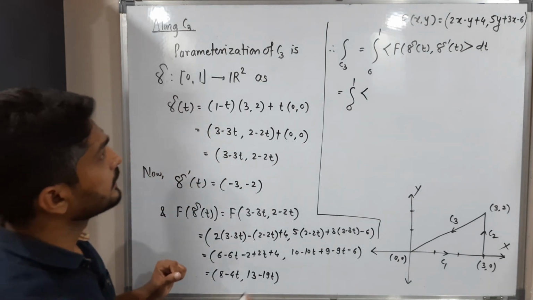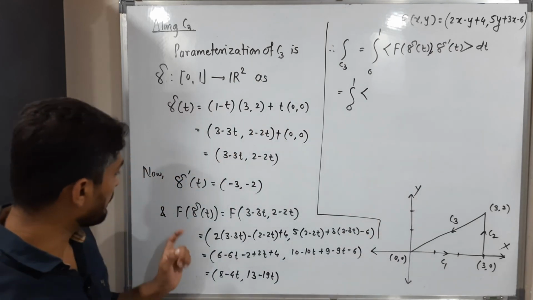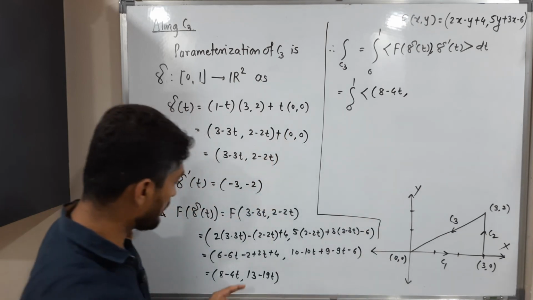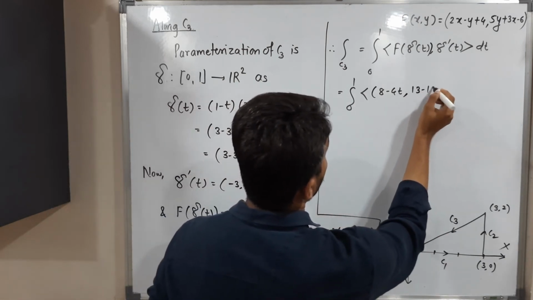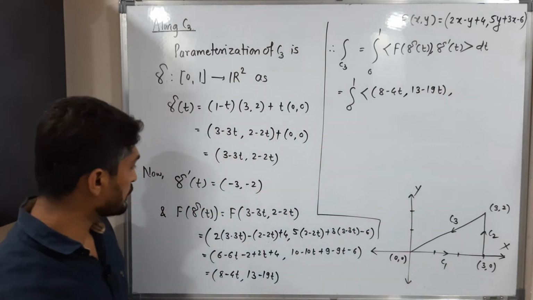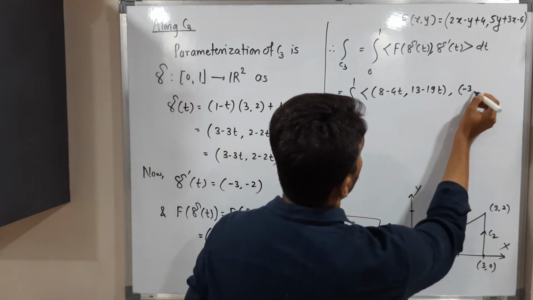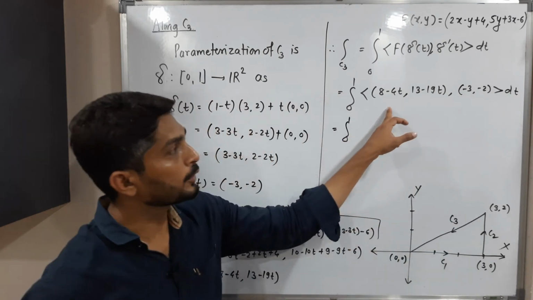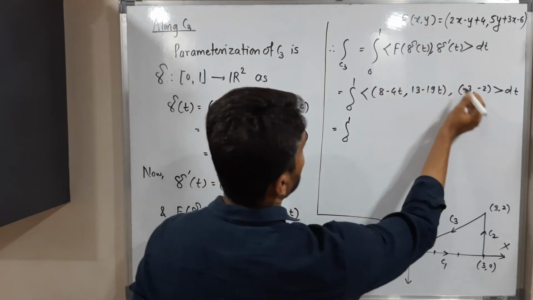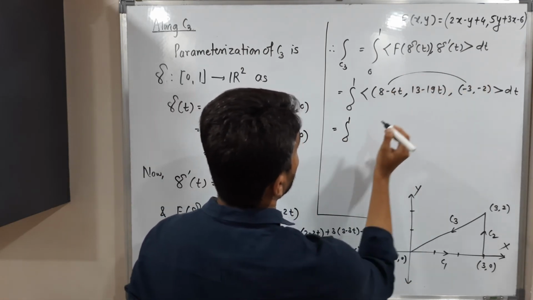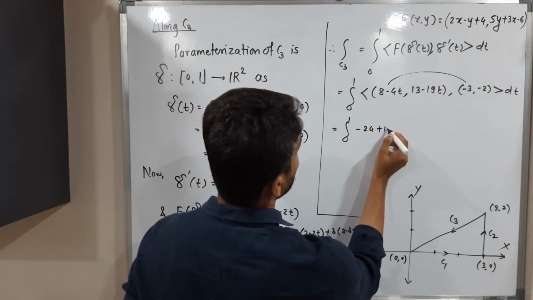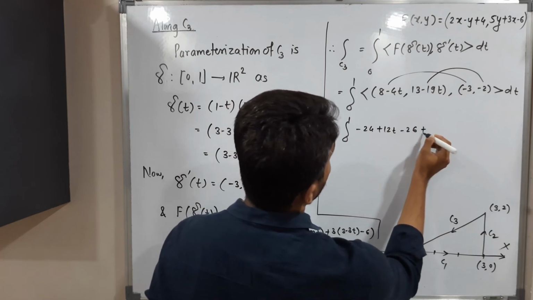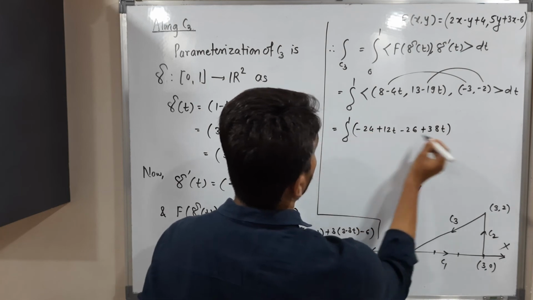What is its value? Just a minute. One more bracket is there. Yes, f of gamma of t is this one. So (8 minus 4t, 13 minus 19t), comma, gamma dash of t, it is (minus 3, minus 2), dt. You know well how to find the value of an inner product: first component into first component. I will directly take the product of these two. So it will be minus 24 plus 12t, and the product of these two will be minus 26 plus 38t, dt.